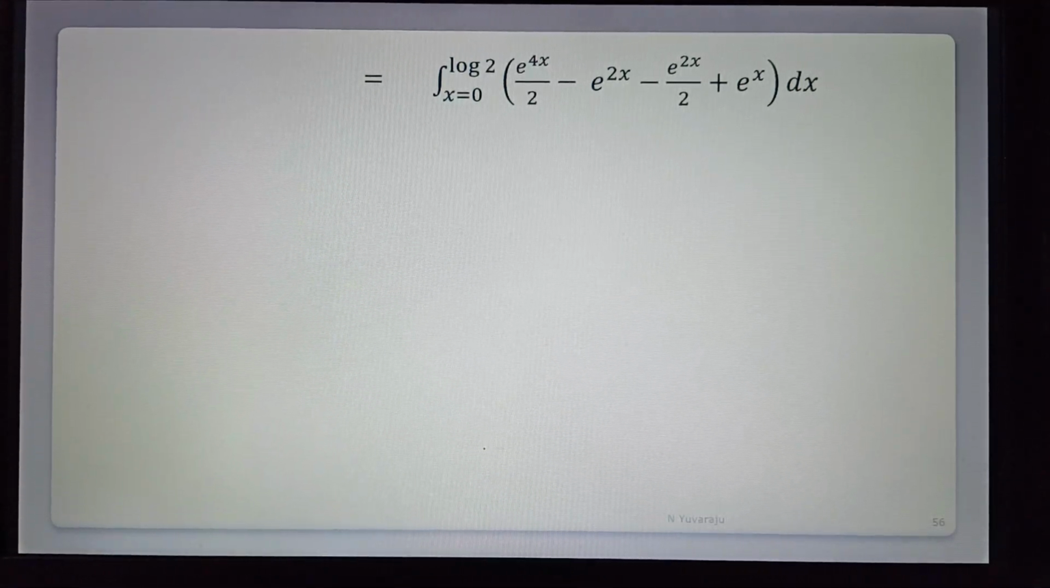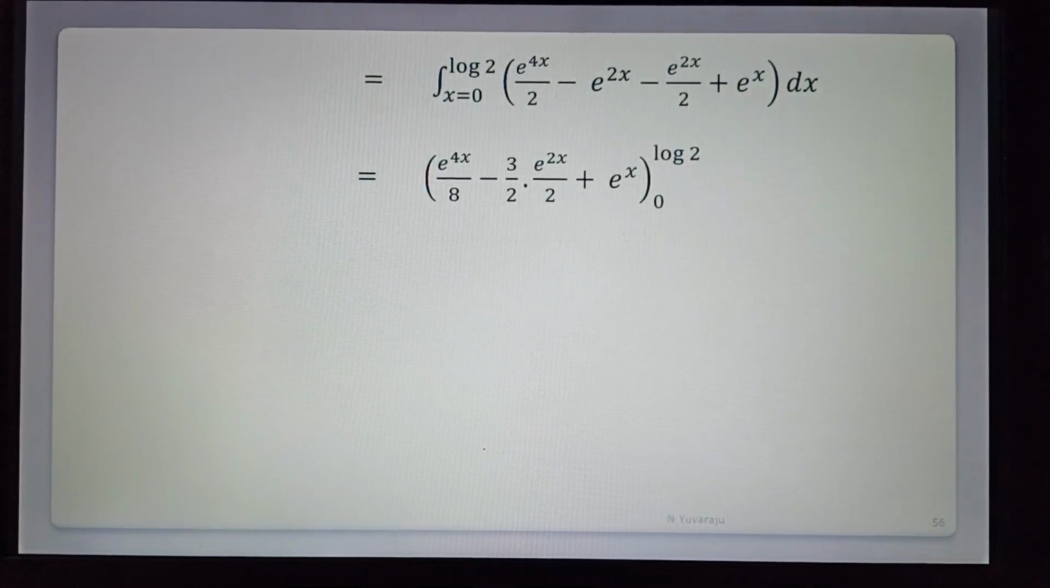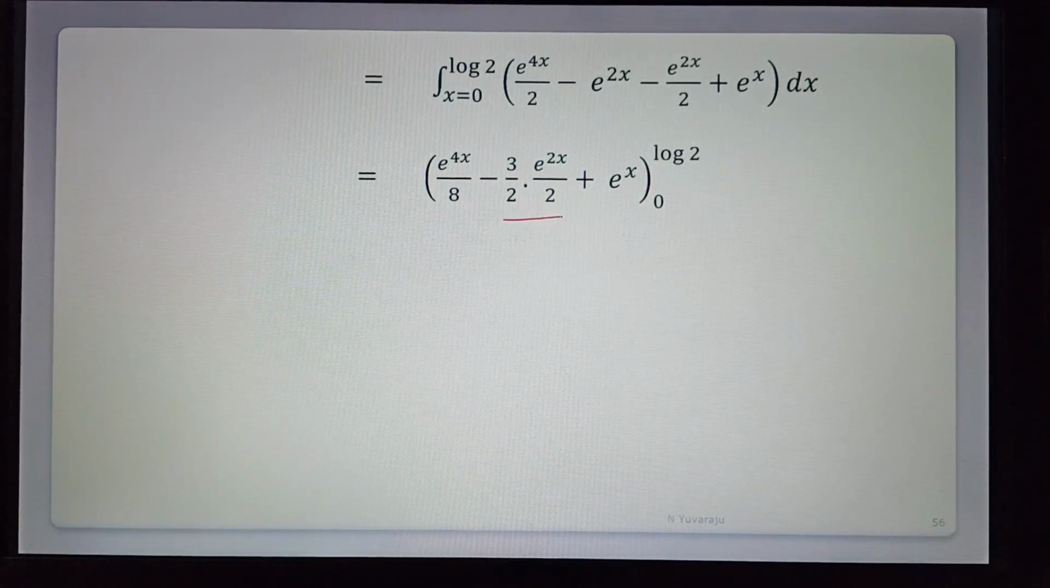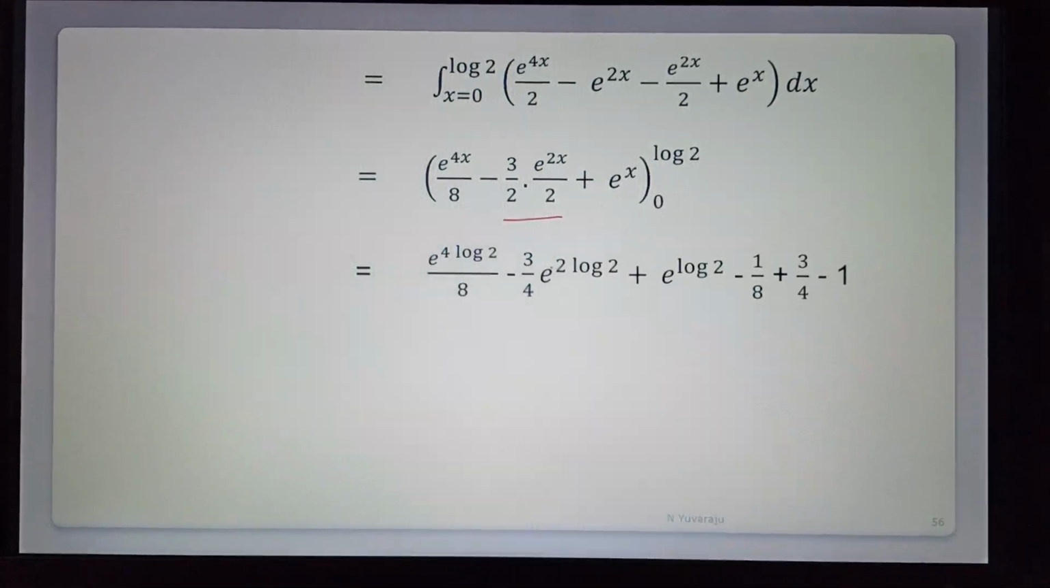So integration 0 to log 2 of e power 4x by 2 minus e power 2x, minus e power 2x by 2 plus e power x. Now simplification after integrating: the integration of e power 4x by 2 is e power 4x by 8, minus 3 by 2 of e power 2x, that is e power 2x minus e power 2x by 2. So 3 by 2 into integration of e power 2x, that is e power 2x by 2, plus integration of e power x, e power x. So substituting 0 to log 2, upper limit x = log 2.